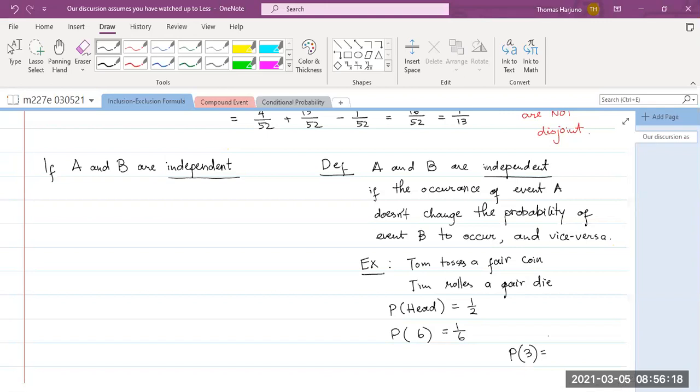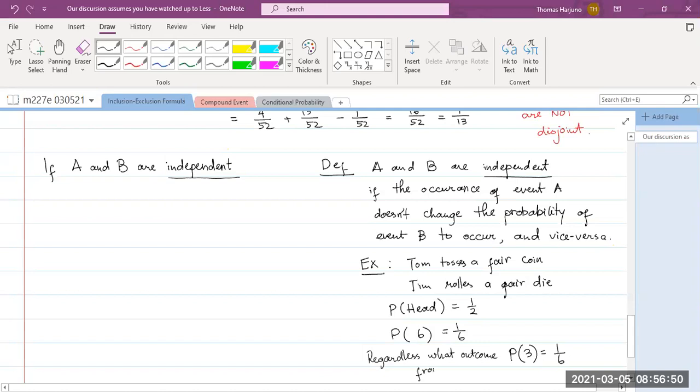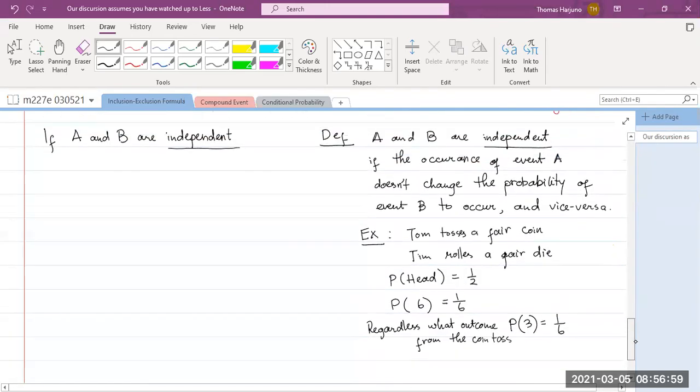We know whatever the outcome of my tossing, when I toss my coin, whatever the outcome, it will not change the probability of Tim having a 3. It will still be 1/6, right? Regardless of what outcomes from the coin toss. Okay, that's what we mean by independent.